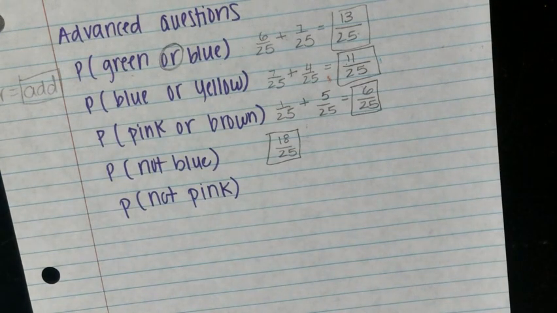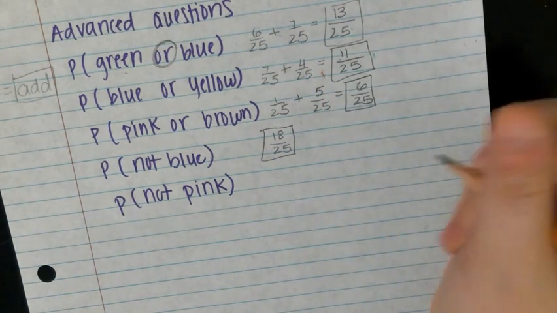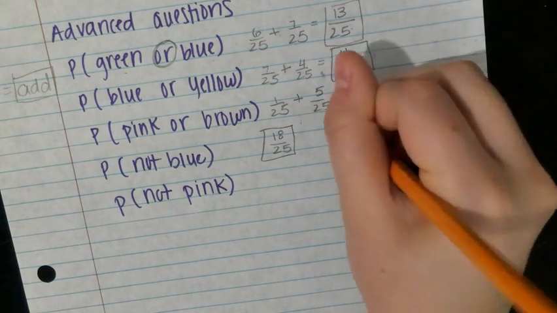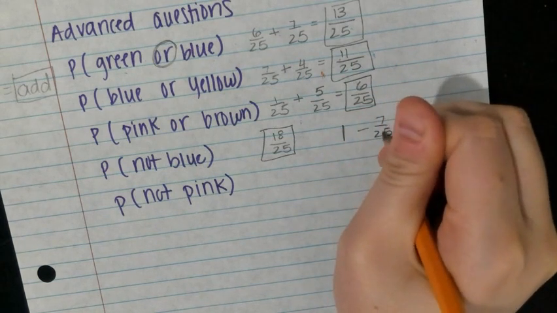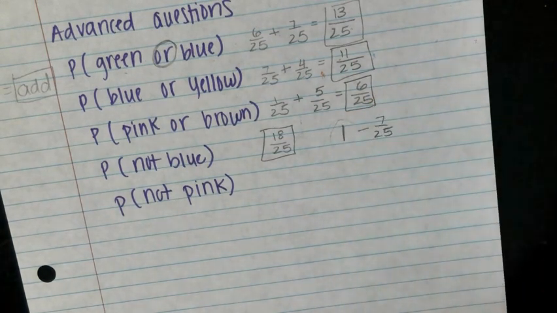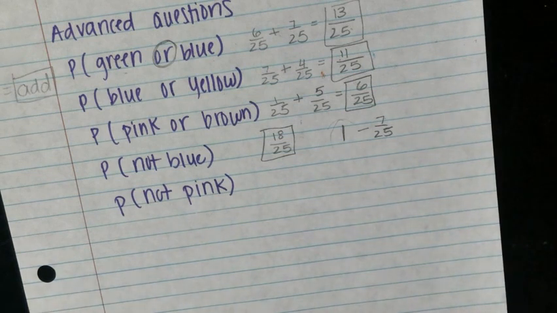Now, lots of times what you're going to see is you're going to see it written like this. Sometimes people like to write the answer like this. 1 minus, and how many were blue? 7? 7 out of 25. Because this is the whole, and that's what we did. Remember, we took 25 and we subtracted 7 to get our 18. So that's what you're going to see.